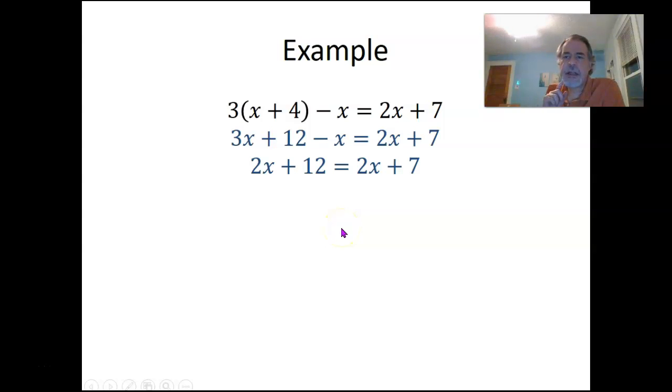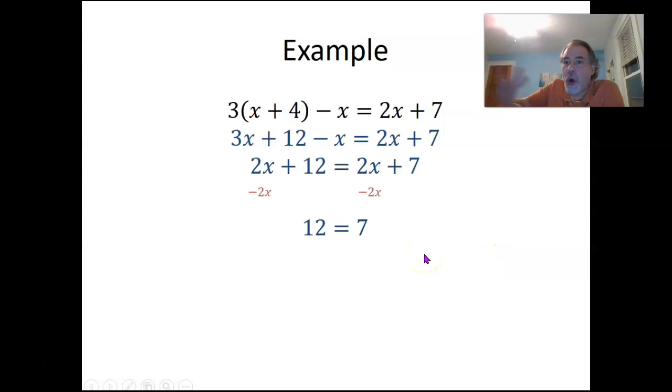I'm starting to get a little worried about this, but let's plow right ahead and subtract 2x from both sides. And then, on both sides, the x terms go away. 2x minus 2x is 0. And what's left is 12 equals 7. And we could keep on. We could subtract 12 from both sides or subtract 7 from both sides. We might end up with 5 equals 0.